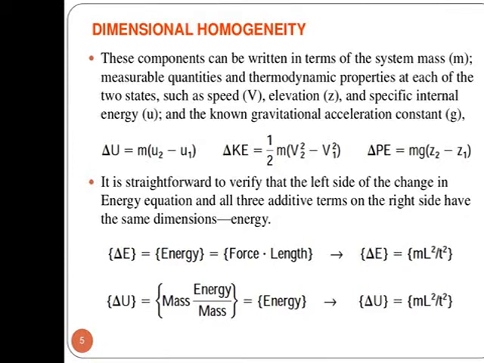It is straightforward to verify that the left side of the change in energy equation and all three additive terms on the right side have the same dimensions. Energy, delta E, is equal to force times length. Therefore, delta E is equal to mL squared upon t squared. Delta U is equal to mass times energy per mass, which is energy. Therefore, delta U is equal to mL squared upon t squared.